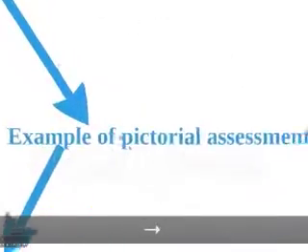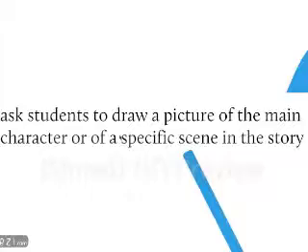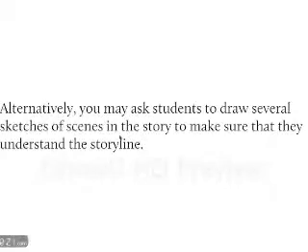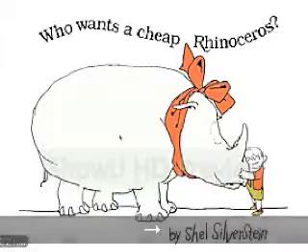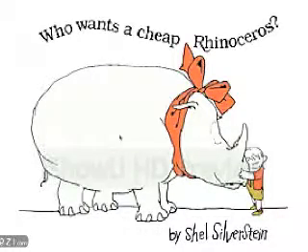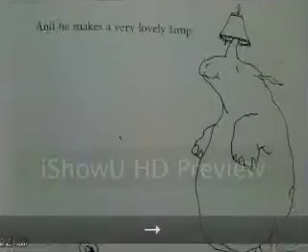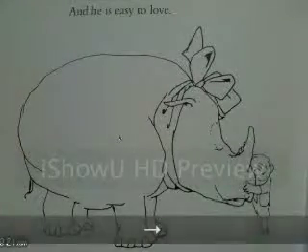For example, you may ask students to draw a picture of the main character or of a specific scene in the story. Alternatively, you may ask students to draw several sketches of scenes in the story to make sure that they understand the storyline. For this particular story, the students could outline what was happening in the story through pictures by giving an opening picture, a pro of having a rhino, and a con of having a rhino. And finally, the last slide, which states that he is easy to love.